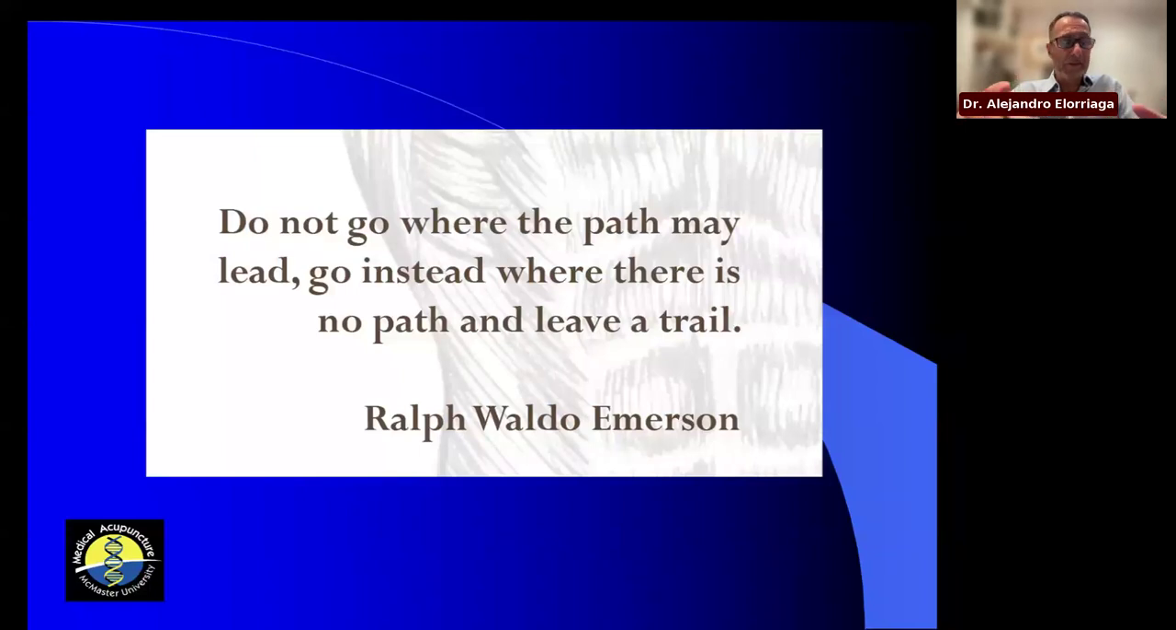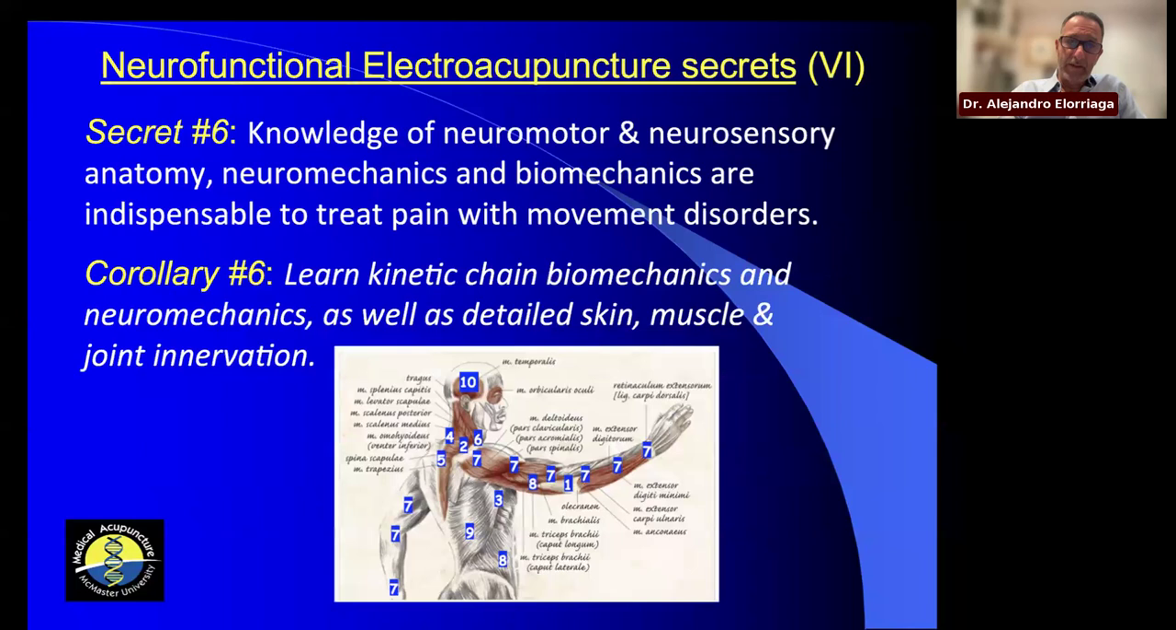So we are not concerned that this is not 100% tested; this is sound, this is empirically very valuable. And I will give today powerful reasons for you to embrace fully, if you haven't yet, a neurofunctional approach. So the secret number 6 is that the knowledge of neuromotor, neurosensory, neuromechanics, and biomechanics is indispensable.